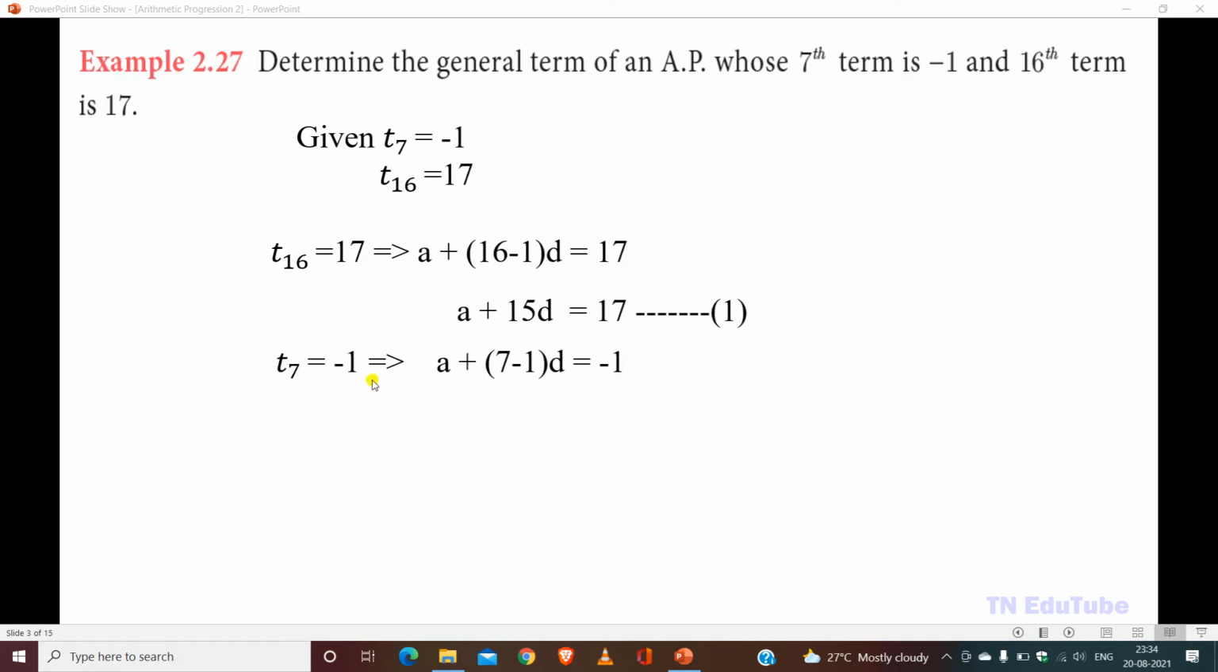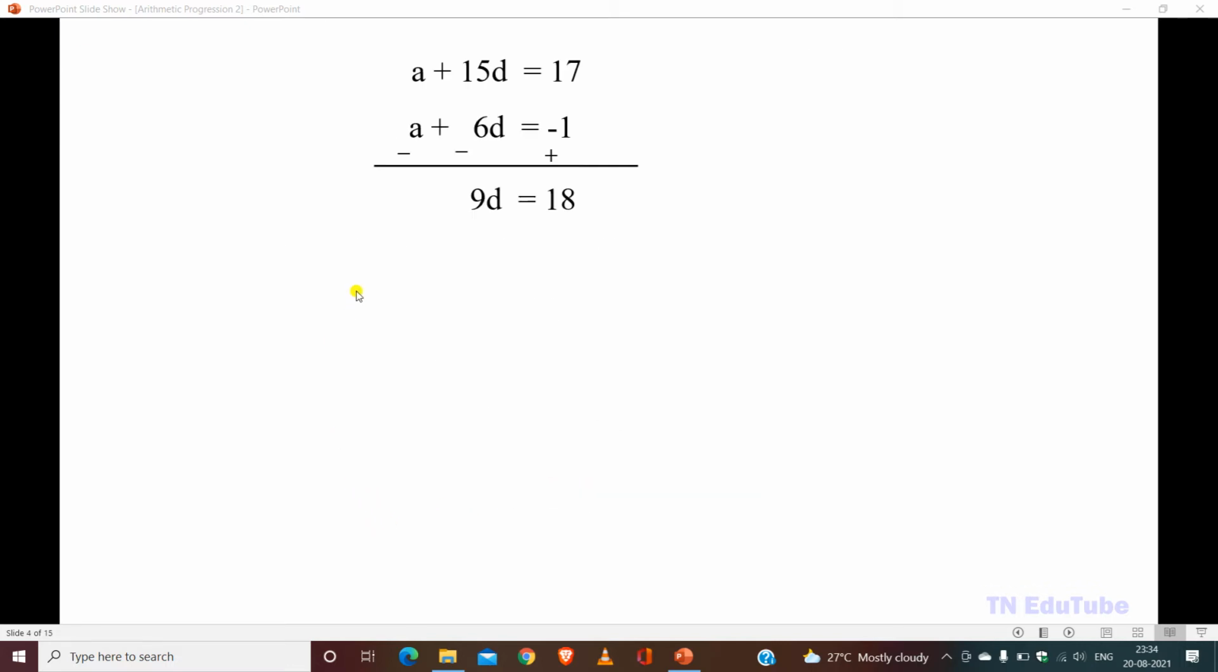Then T7 equal to minus 1 implies A plus (7 minus 1) into D is minus 1. So you get A plus 6D equals minus 1. Two equations we get, isn't it? We have to subtract these two equations. Change the sign of the second equation. So A gets cancelled. 15 minus 6, you get 9D is equal to 17, and the sign is changed as plus, so 17 plus 1, you get 18. So 9D is equal to 18. So what is D? 18 by 9, that is 2.